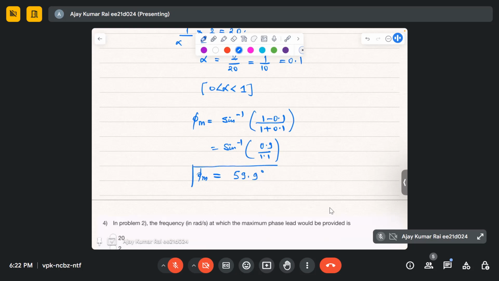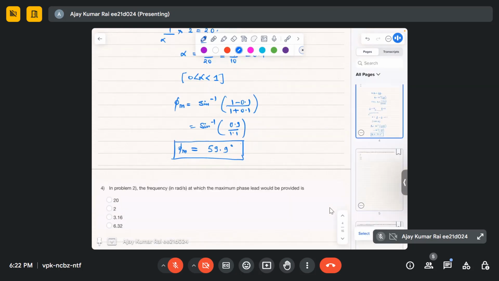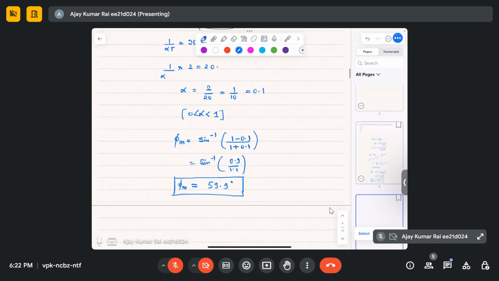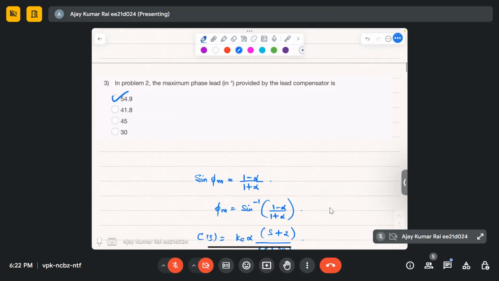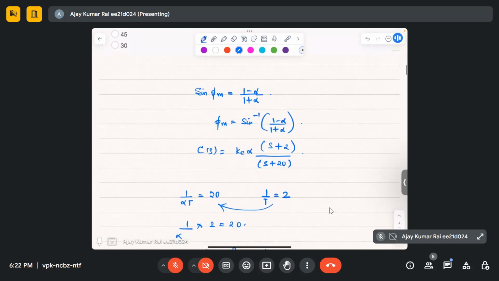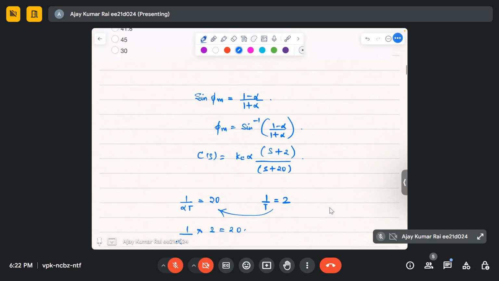So this is the maximum phase that will be added by this compensator, right? I hope everyone is getting the same answer. Very simple question, it's a formula based question. In this question, we know sine phi m is equal to 1 minus alpha divided by 1 plus alpha. So only unknown was alpha.